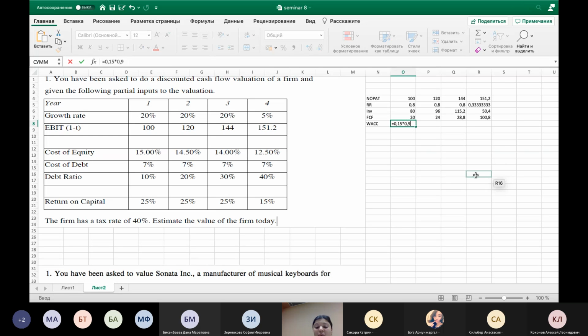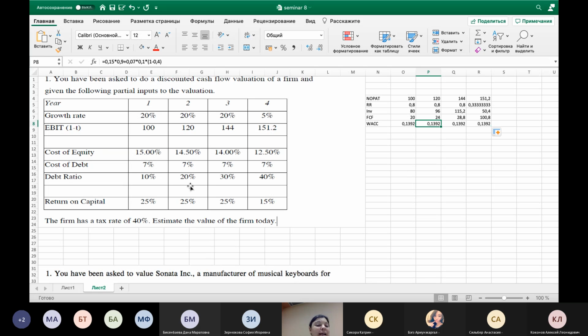0.15 multiply 0.9 as the weight of our equity, plus the cost of debt 7% multiplied by the weight of our debt 10%, and multiply by 1 minus tax, 1 minus 0.14, 1 minus 40%. It will be 13.92 weighted average cost of capital for the first scenario.